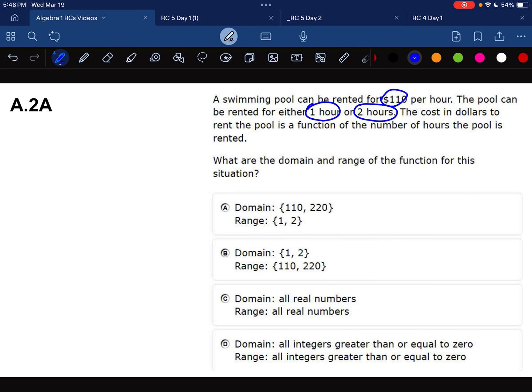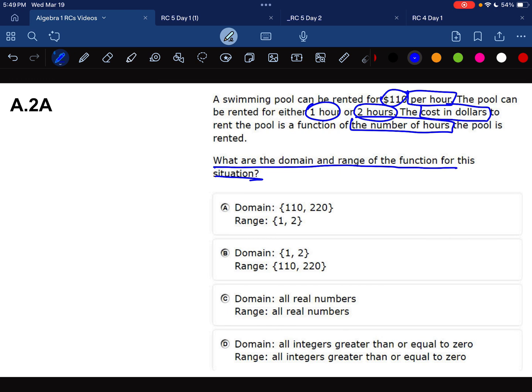Underlining or boxing, let me underline the question. What are the domain and range of the function for this situation? Some key terms: per hour, cost in dollars, number of hours. All right, so looking at that, I know I'm dealing with something that's linear. It is a function. So I need to first determine if it's going to be discrete or continuous.